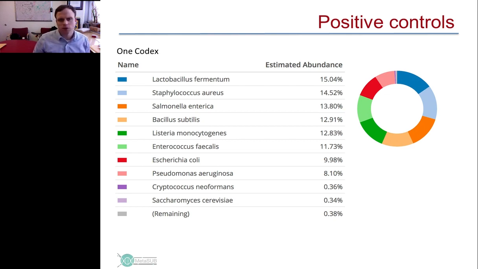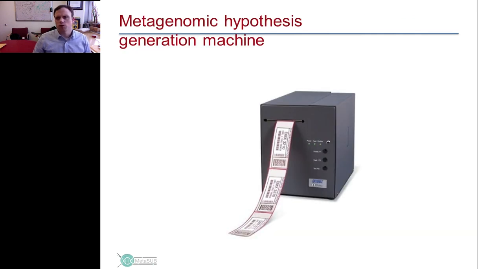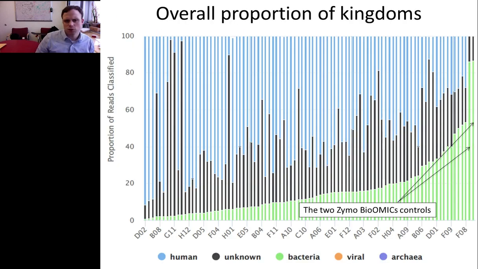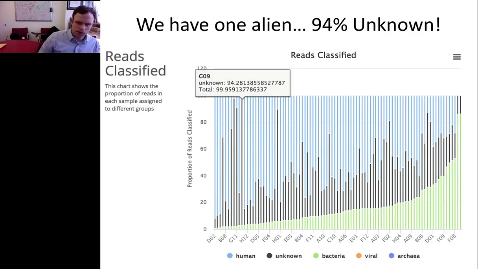And we really used this as a way to generate hypotheses about what people were doing at the meeting, kind of where they had been. So, for example, could it reveal what you've been eating or doing? And here we saw a lot of human DNA and some unknown, but a lot of bacterial. You can see here are our two positive controls. But some people had really high amounts of unknown DNA. One person maybe appeared to be alien-ish because we couldn't detect a lot of their DNA, and it didn't match anything known.